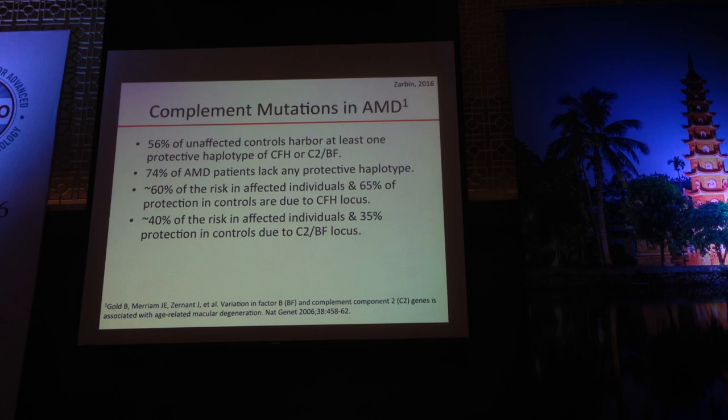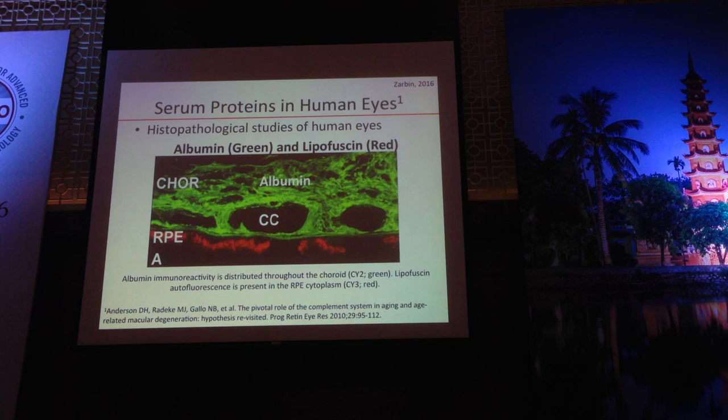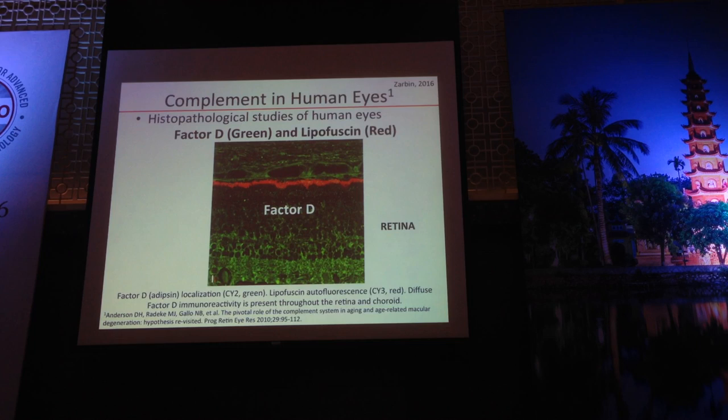What's interesting is if we look at where these complement components are located, they're mostly in the choroid, Bruch's membrane, RPE, and in drusen. Let me show you. So this is an anatomic picture of a postmortem human eye. These are the RPE cells. They're stained red with blood perfusion. This is just a generic stain for albumin to show you the structure of the choroid. But if you look at factor D, it's present in the choroid and in the retina. These are the RPE cells.